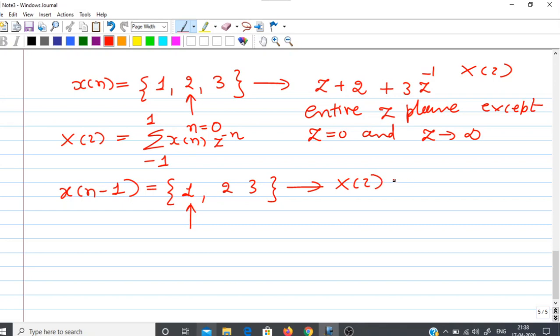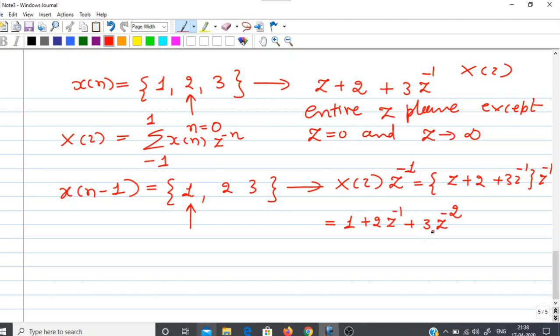X(z) multiplied by what? Z inverse, because we are shifting the sequence in the right hand side direction. And what is our X(z)? Our X(z) is z plus 2 plus 3z inverse, multiplied by z inverse. So what you get now is 1 plus 2z inverse plus 3z to the power minus 2.